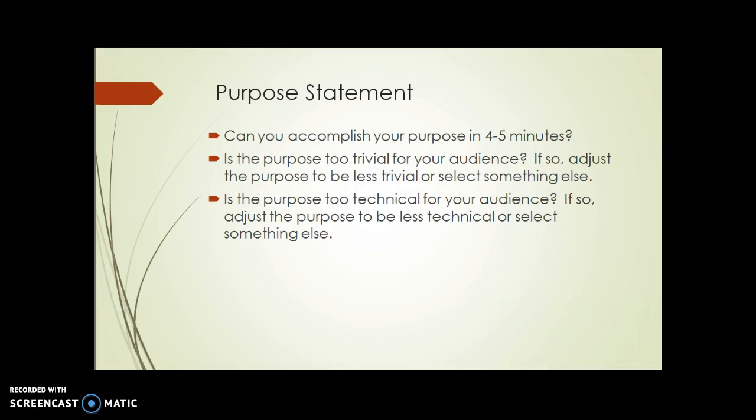Make sure that your purpose is not too trivial or basic for your audience. You don't want to tell your audience stuff they already know. Tell them something that they don't know. Adjust your purpose so it's less trivial or select something different. Make sure that your purpose isn't too technical. If you're going to tell me about brain surgery, you're going to have to sort of dumb it down for me. So make sure that whatever your technical jargon is, it's limited.